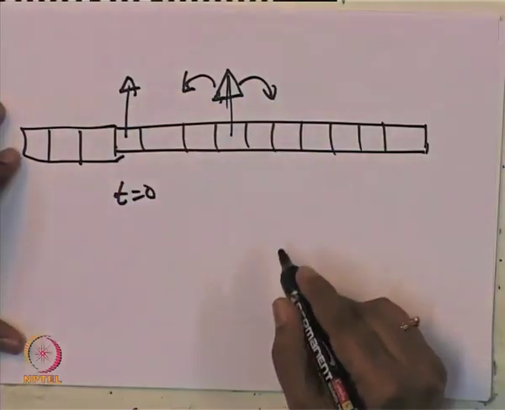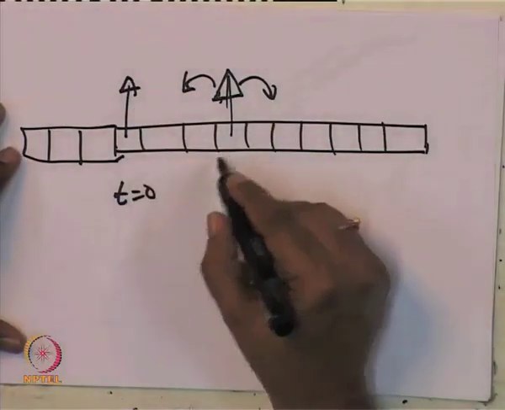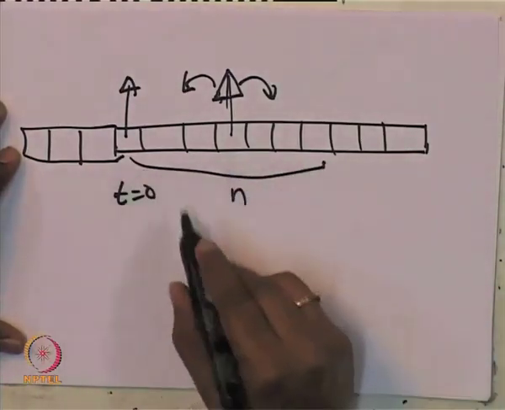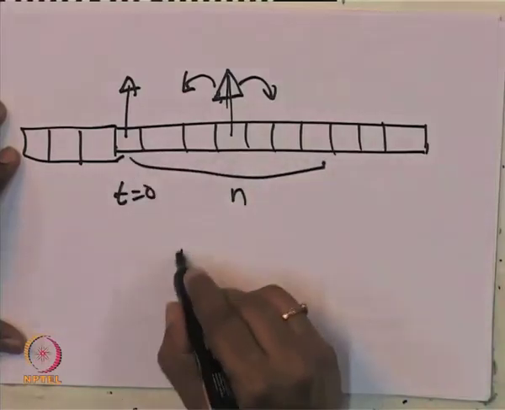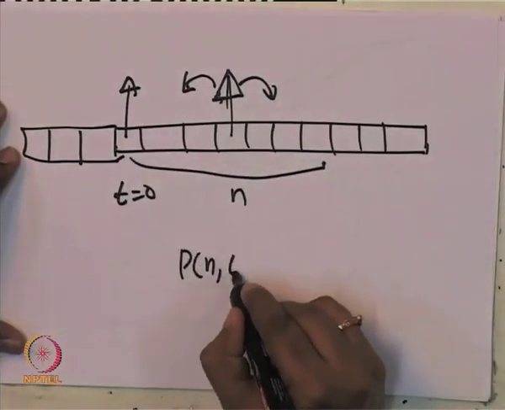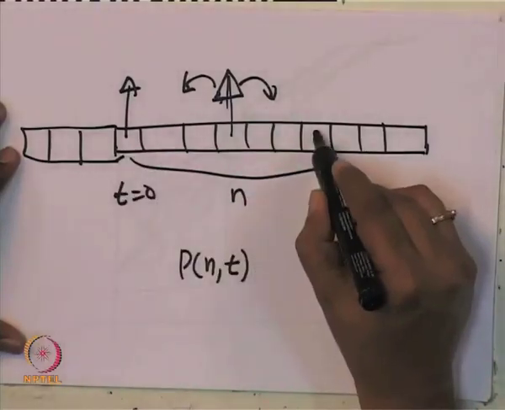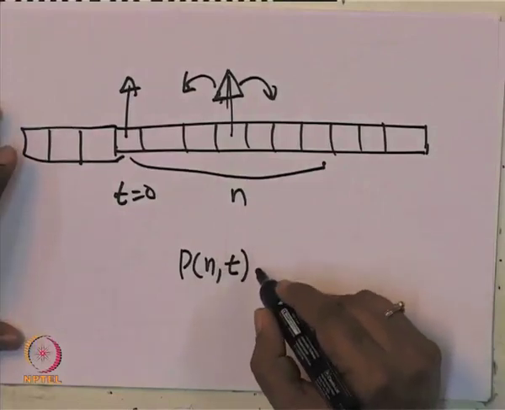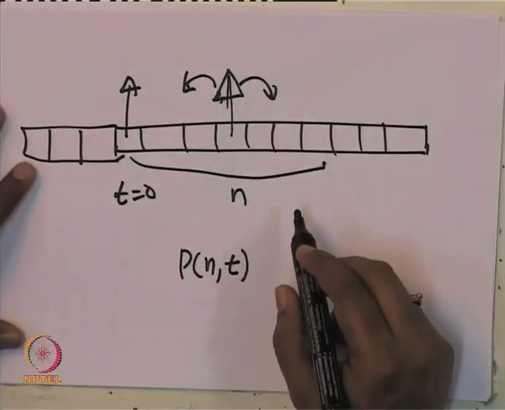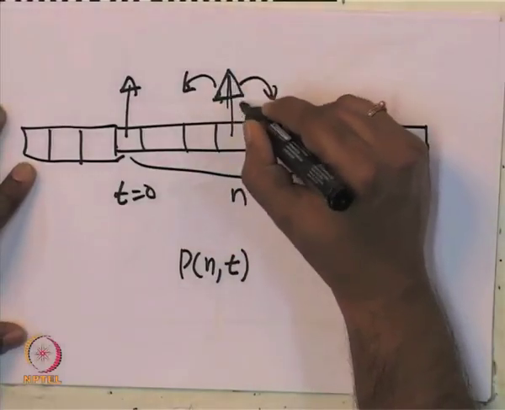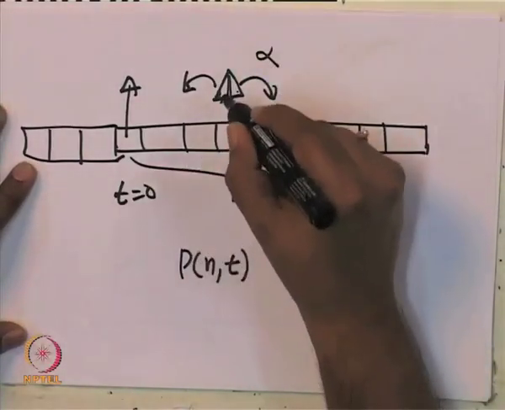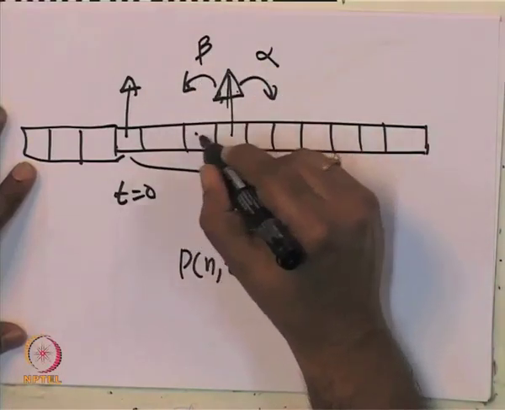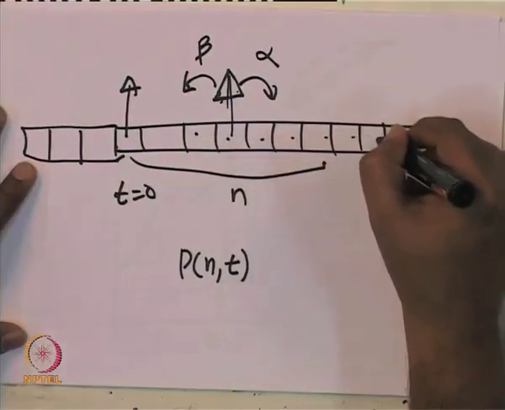Then you can ask the question, what is the probability that it moved n sites at a particular time t? What is the probability that it moved a distance of n subunits at a particular time t? This is the same as polymerization and depolymerization. At any point, it can go to the next one with some rate alpha, or it can go to the previous monomer. The molecular motor is moving along the monomers.